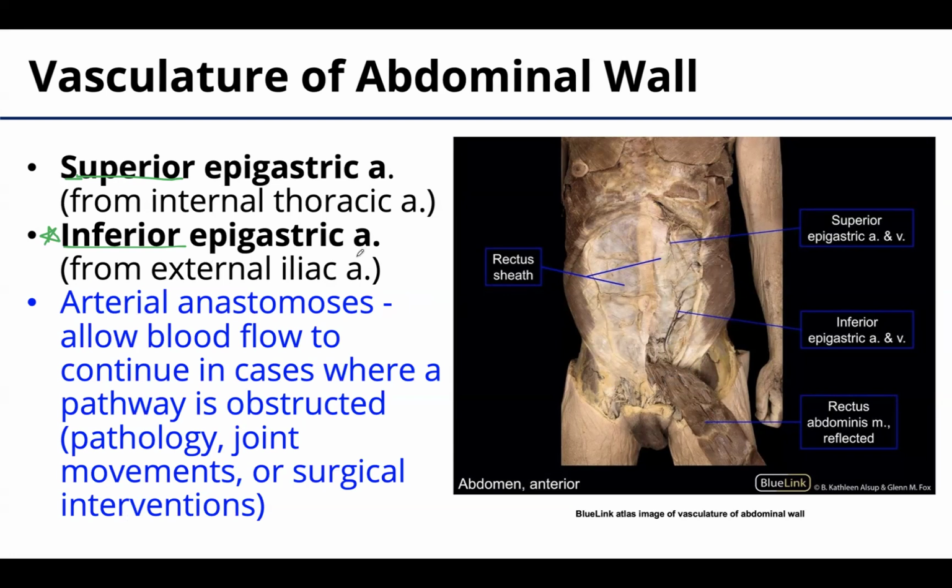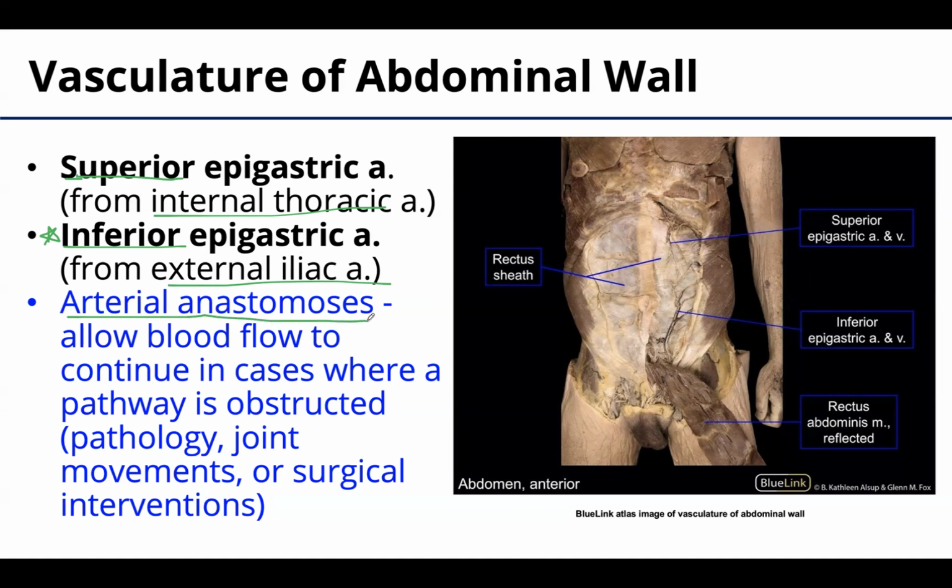I also want to note that these arteries are branches from two different sources. And these two arteries are from two very different areas. So the internal thoracic artery, sometimes you hear it referred to as the internal mammary, is located in the root of the neck in the thorax, whereas the external iliac, of which the inferior epigastric is a branch, is going to be located in the pelvic girdle region. So those differing sources are important because of this concept of arterial anastomosis.